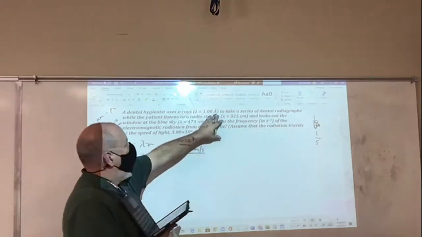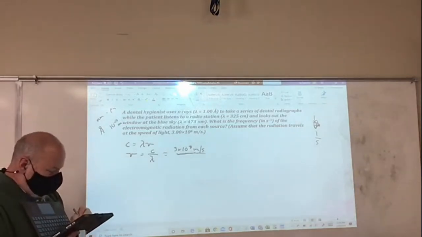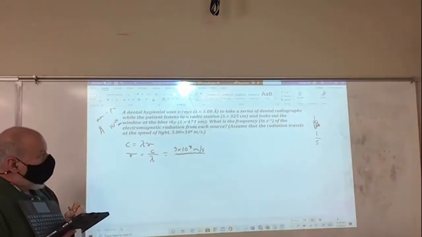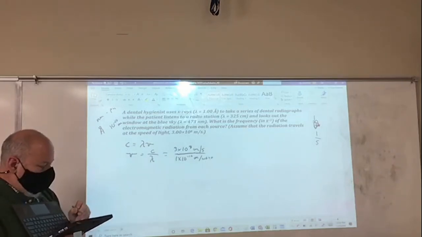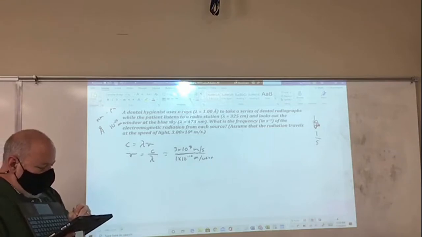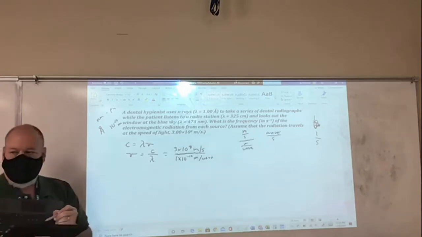And in this first one, my wavelength, we need to turn all of these things into meters, so that we can cancel out the meters. 3 times 10 to the 8th meters per second divided by, in the first one, 1 times 10 to the negative 10th meters per wave. And recognize that if I divide meters per second by meters per wave, that gives me waves per second, right? Which is what we want.